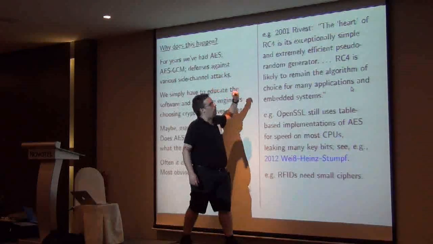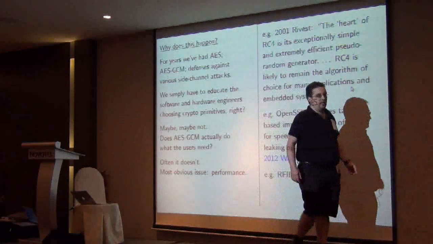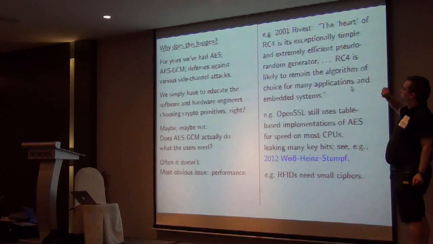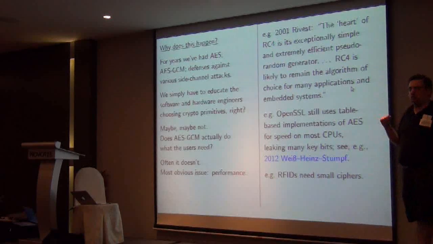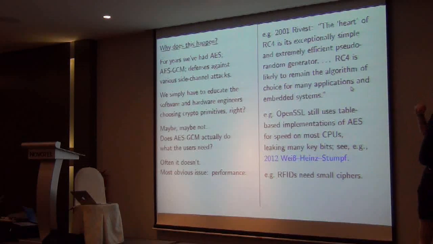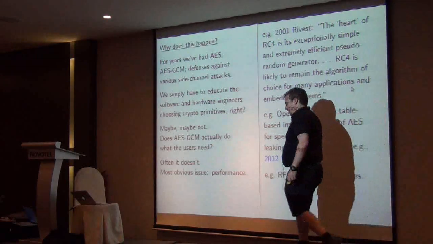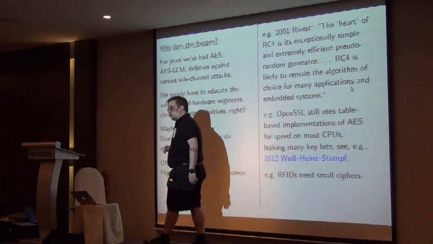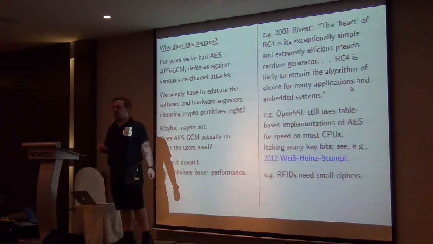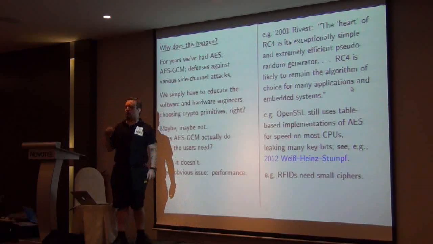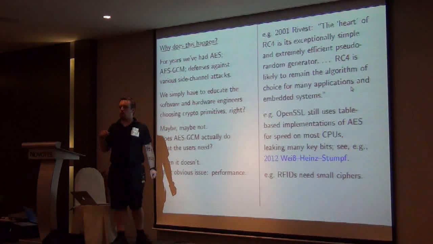Rivest, again from 2001: the heart of RC4 is its exceptionally simple and extremely efficient pseudo-random generator. RC4 is likely to remain the algorithm of choice for many applications and embedded systems. And that's correct. RC4 has remained the algorithm of choice for many applications and embedded systems, in part because of the speed. You can find Adam Langley from Google online only a few years ago, something like 2 years ago, saying, here's the advantages of RC4. Here's why we prefer RC4 at Google.